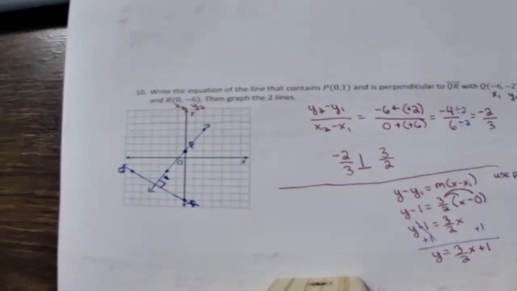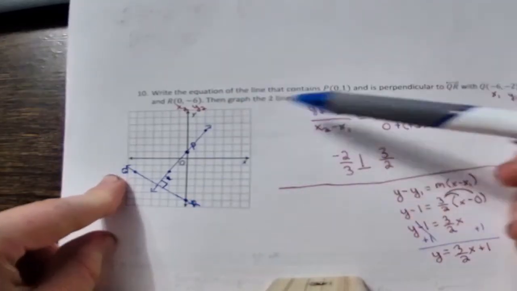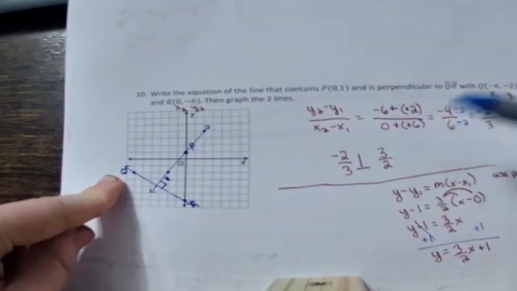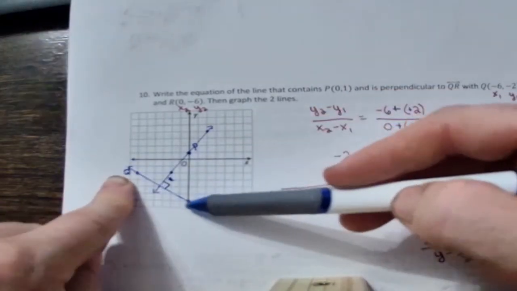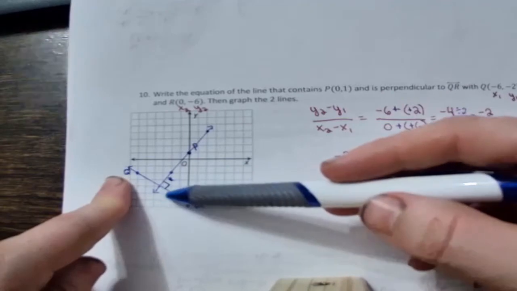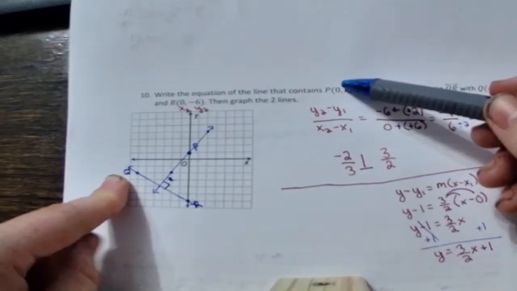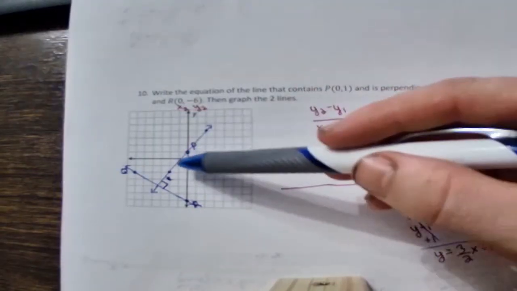When I did this problem, the last thing they wanted us to do was graph the two lines. So instead of me showing it to you, I figured I can just explain it. To find QR, I just plotted Q and R and drew a line connecting them. There was no point in me going through and doing the slope as long as I know where those points are. Now, for the other one, I plotted point P, which was at 0, 1, which also happened to be our y-intercept.